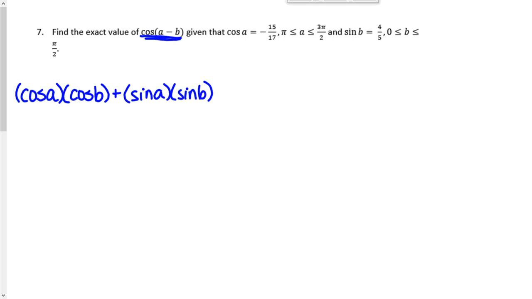Given that cosine of A is negative 15 over 17, and that A is between pi and 3 pi over 2, what quadrant is triangle A going to be in? And sine B is 4 over 5, where B is between 0 and pi over 2. What quadrant is 0 to pi over 2? First, quadrant 1.